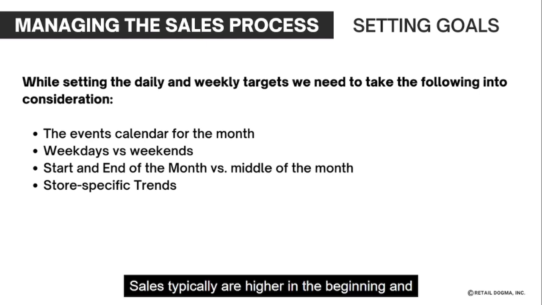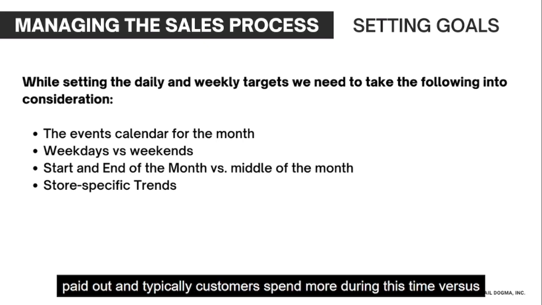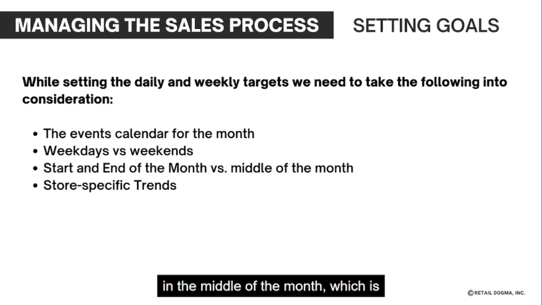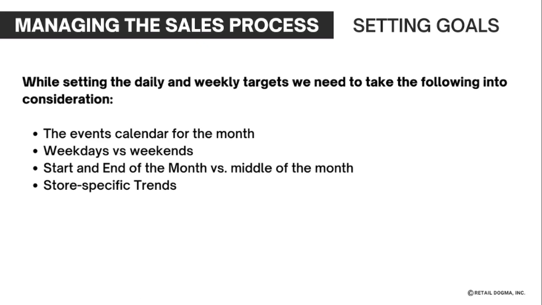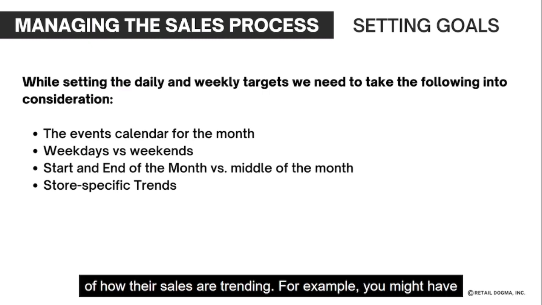Sales typically are higher in the beginning and ending of the month because this is when salaries are paid out and typically customers spend more during this time, versus in the middle of the month, which is usually the lowest period in terms of sales. Also, based on the event's calendar, the days of the event itself will drive more traffic to the stores and consequently more sales. Finally, some stores will be outliers in terms of how their sales are trending.